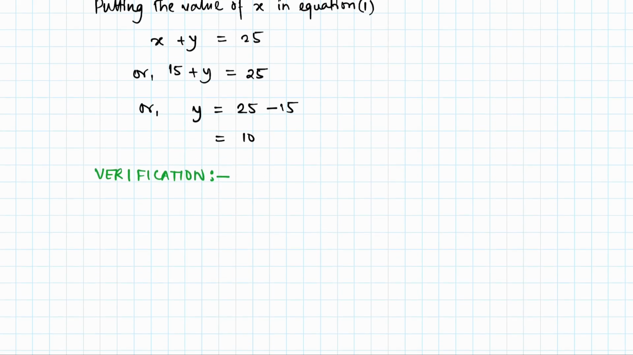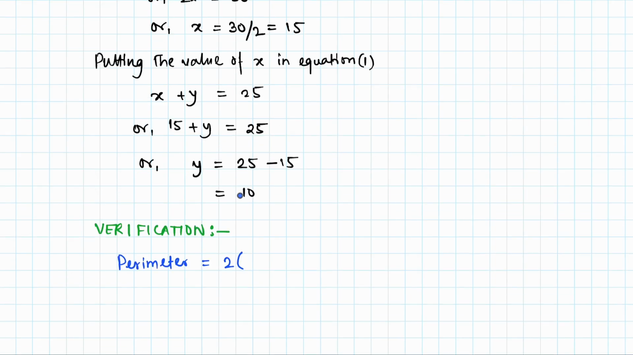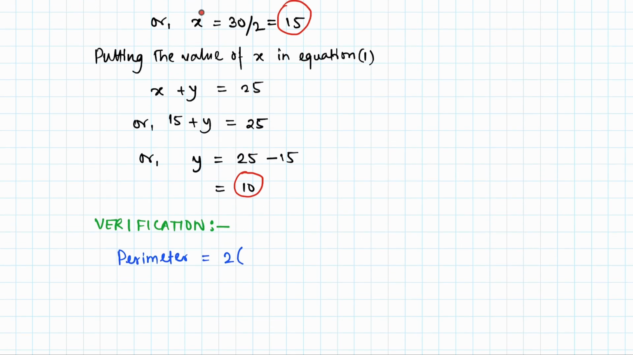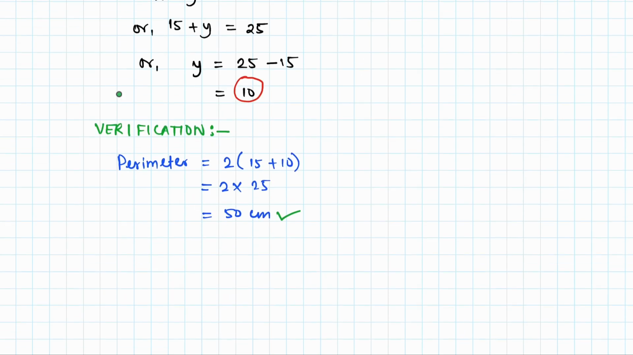Now let's verify before we finally get the answer. So perimeter is 2 times (length plus breadth), 15 plus 10, and it gives us 2 times 25, which is 50, and this has been given in the problem. So that means the answer that we have got is perfectly okay. Now the difference, 15 minus 10, which is 5.